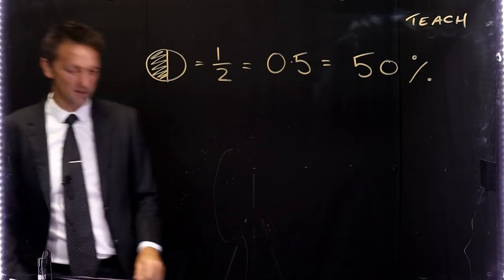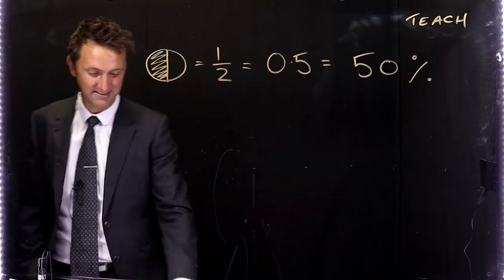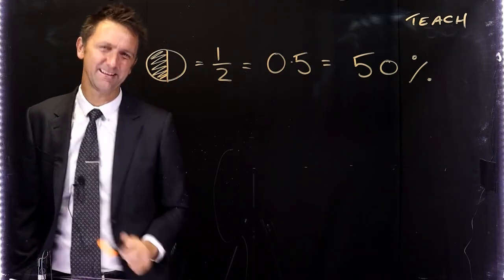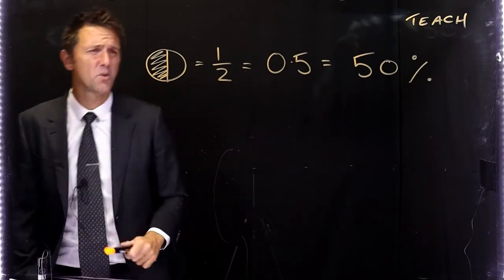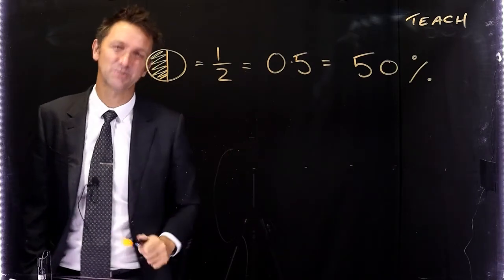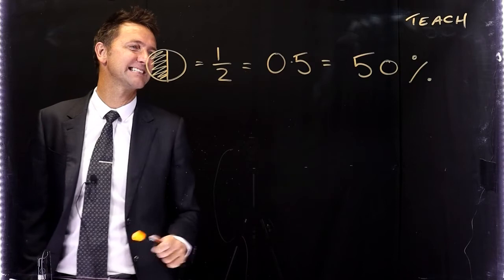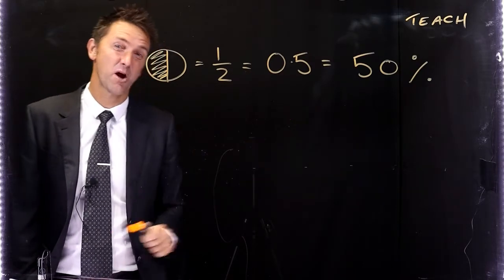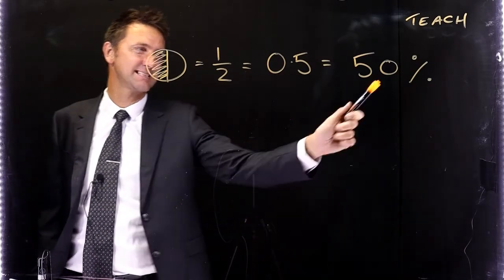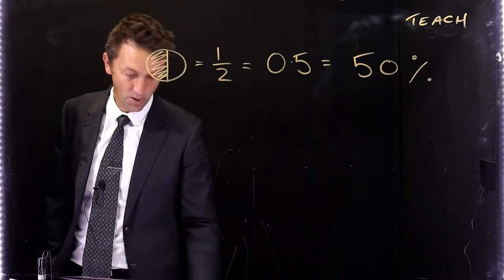Okay, let's start with the most basic, which is probably 1/2. So look, I've got 1/2 of a whole here, 1/2 of the pie coloured in, which as a fraction equals 1/2, which as a decimal equals 0.5, and which as a percentage equals 50%. And I might write those down.